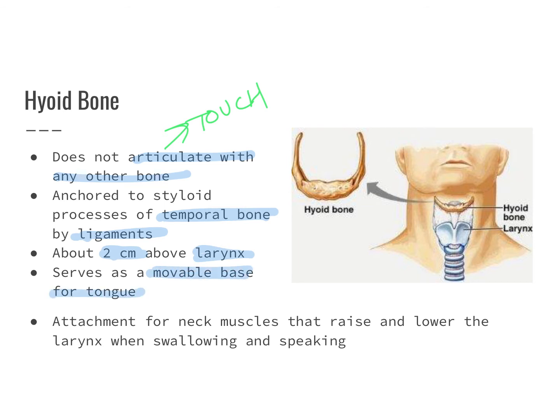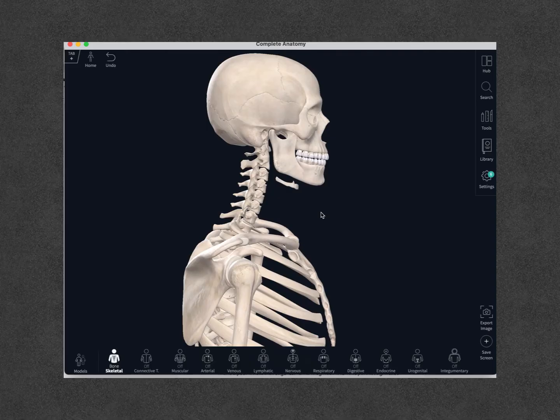So I'll show you on the next slide in the anatomy app what the hyoid bone looks like. But this is also an attachment for neck muscles that help to raise and lower the larynx when swallowing and speaking. Hyoid bone in the anatomy app.